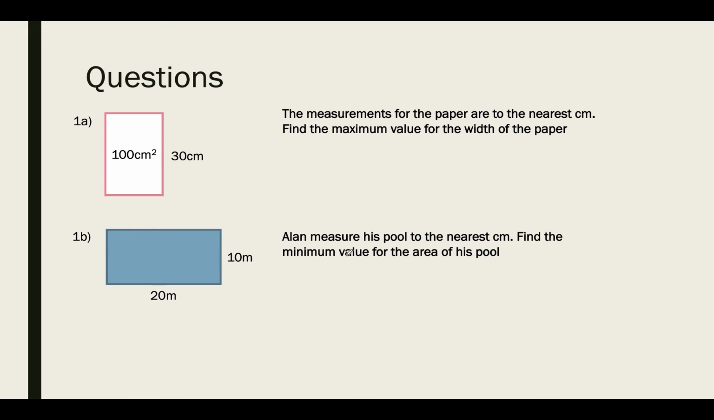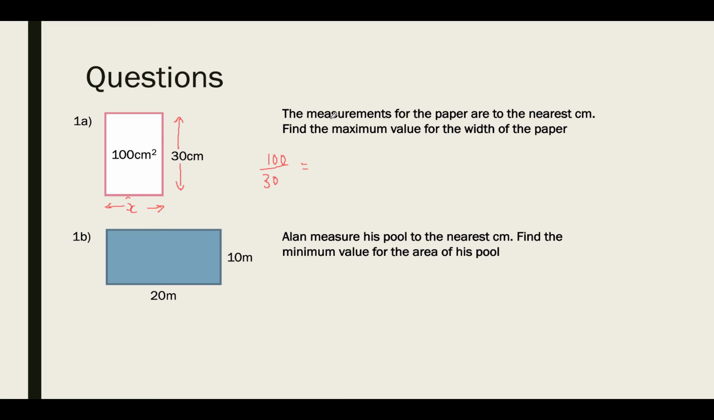Okay, so the first question is telling us that the measurements for the paper are to the nearest centimetre. Find the maximum value for the width of the paper. So we can write down x because we want to find out the width of the paper. Alright, so we've got 100 centimetres squared and 30 centimetres for the height. This is the height. So I already know to find out the width we would use 100, which is the area, divided by 30. But this is not all we need.